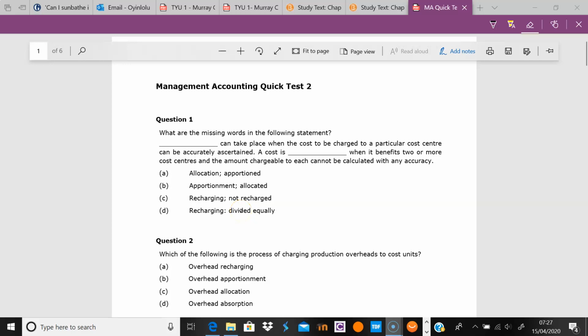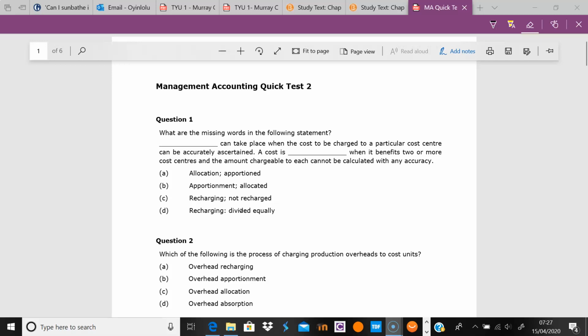Right. So an organization, this is management accounting quick test two. So let's jump right in. An organization will typically have, let's just say, its factory. It will have a number of departments within the factory that deal with making the final product. I mean, ultimately, all costs have to go into the products.